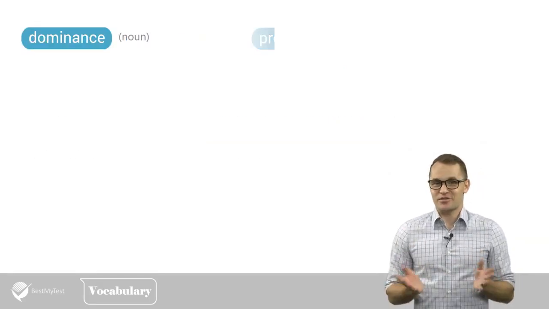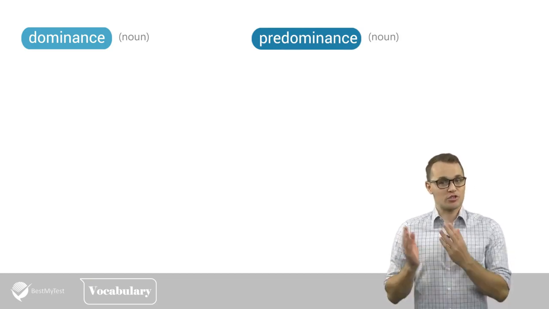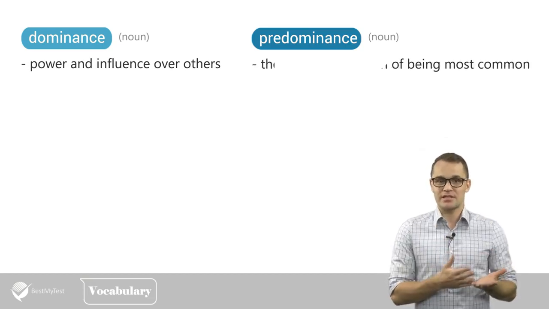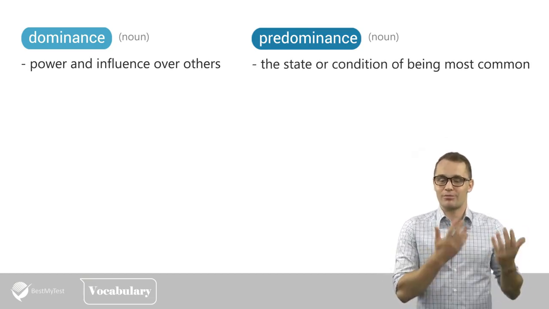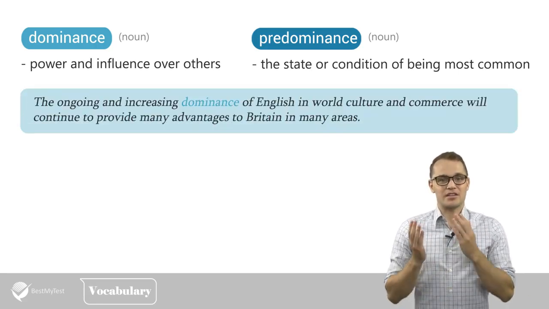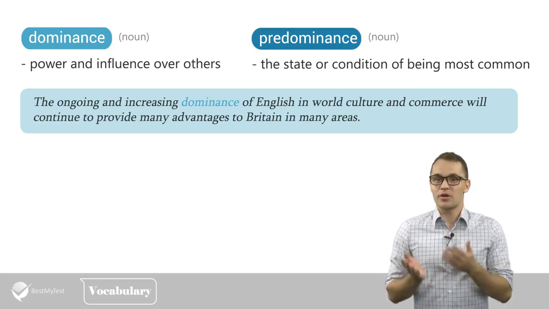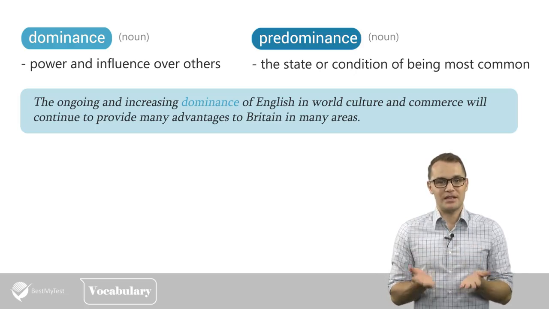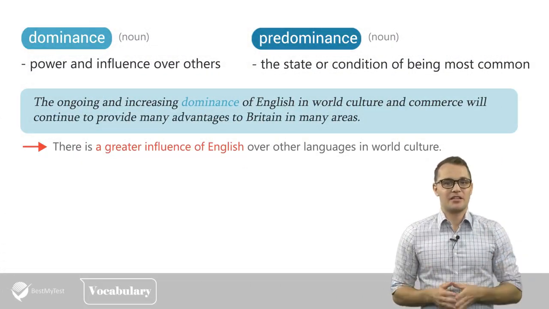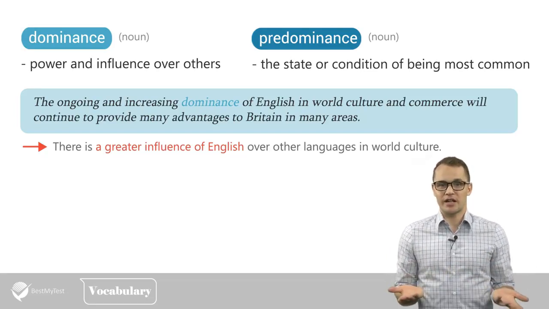Alright, let's look at the nouns, dominance and predominance. Similar to the verbs, the noun dominance means power and influence over others, and predominance means the state or condition of being the most common. Let's look at an example. The ongoing and increasing dominance of English in world culture and commerce will continue to provide many advantages to Britain in many areas. Here we imply that there is a greater influence of English over other languages in world culture.